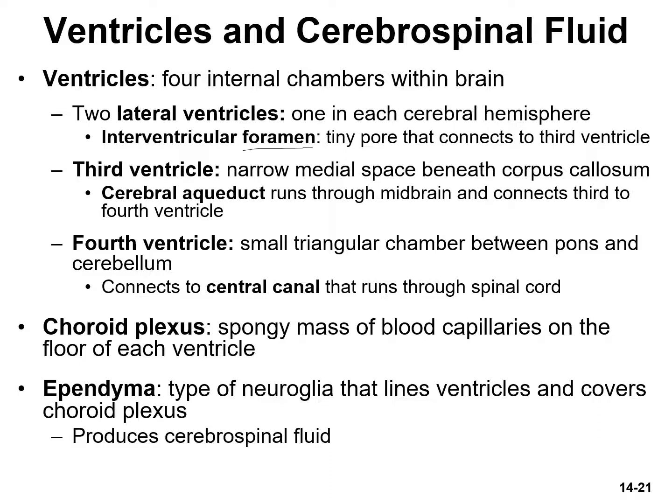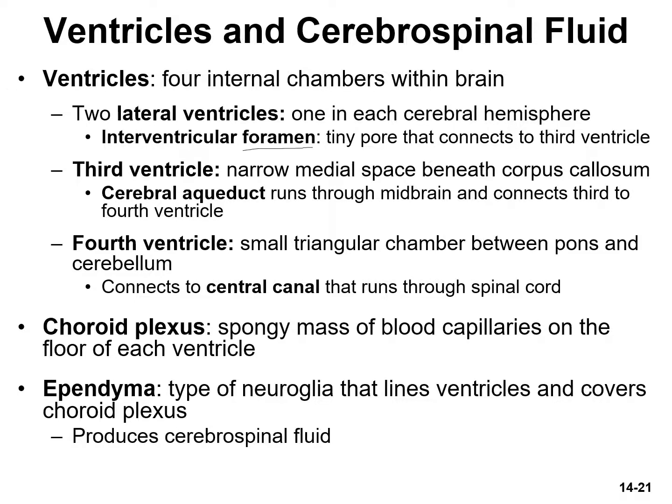The third ventricle is a narrow medial space beneath the corpus callosum, and the cerebral aqueduct runs through the midbrain and connects the third to the fourth ventricle. And then the fourth ventricle is a small triangular chamber between the pons and the cerebellum, and it connects to the central canal that runs through the spinal cord. So we basically have connective ducts, or basically little canals between all of these structures that allows for the continuous flow of cerebrospinal fluid.